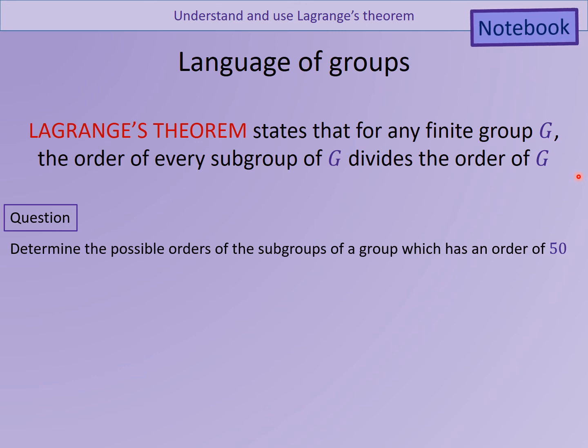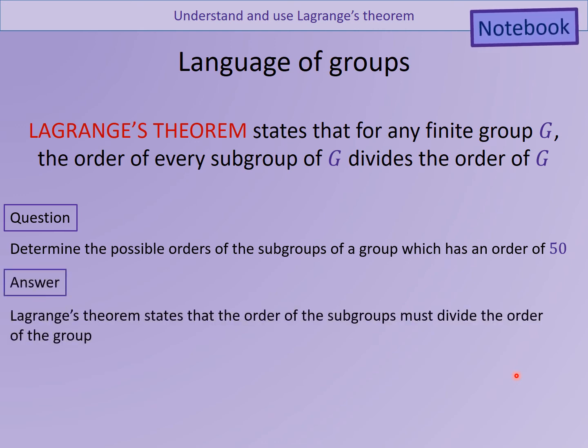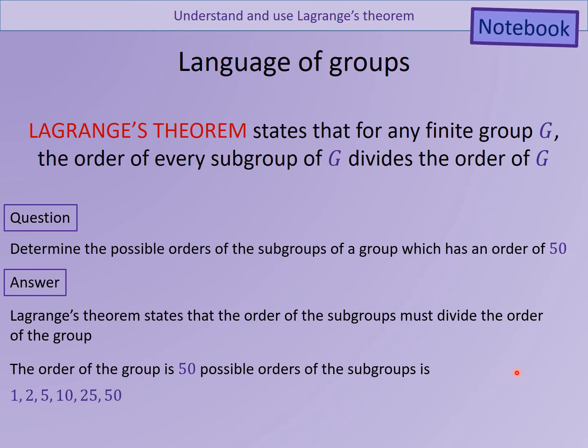Determine the possible order of the subgroups of groups of order 50. So I've got a group that's got 50 elements in it. Clearly I'm not going to write that down because I'm not going to write 50 different elements. But what are the possible orders of the subgroups of that group? Okay, so there should be a subgroup potentially of order 1. That's going to be the trivial subgroup.